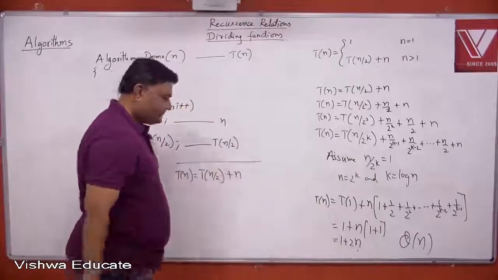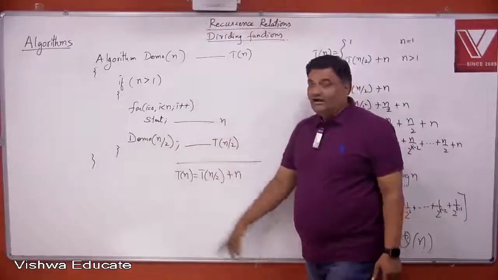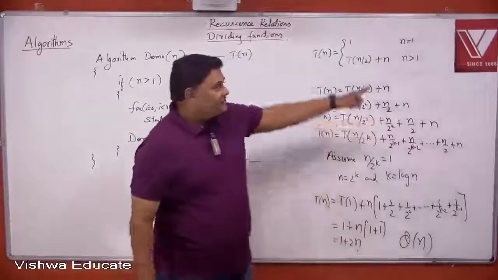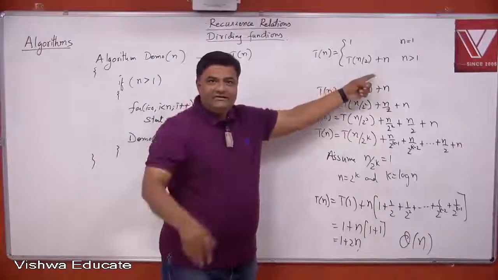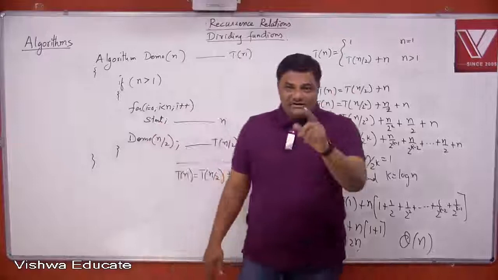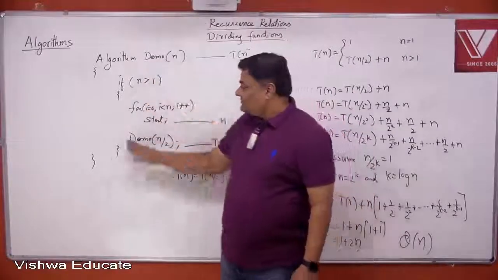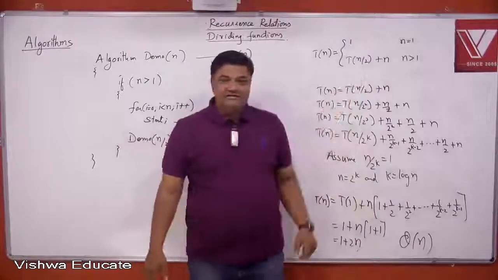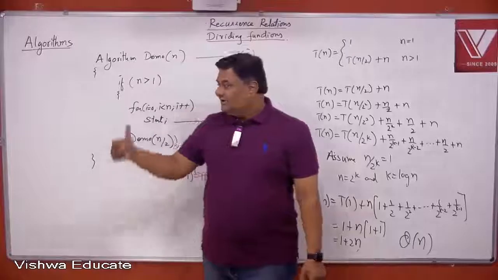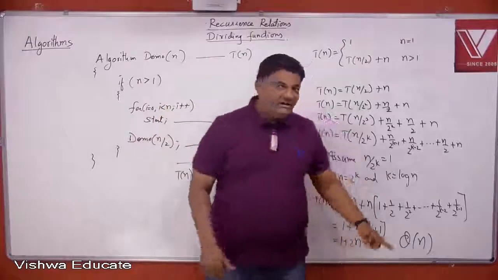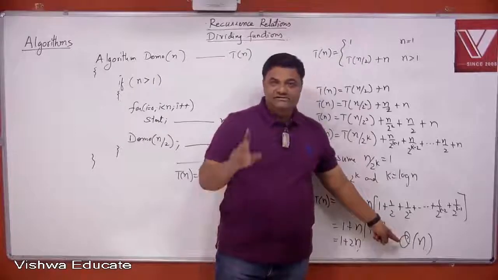See, sometimes an algorithm is given, asking you what is the recurrence relation. You have to write the recurrence relation, that is, identify which one is correct. That is the first type of question. Second type of question: an algorithm is given asking the time complexity.